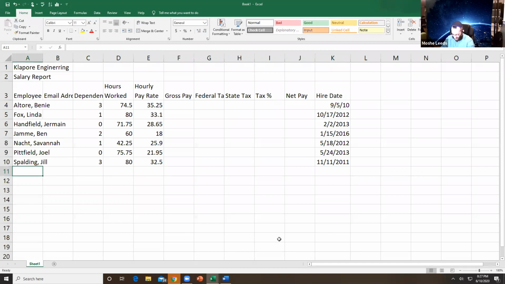Okay, Steve Tillman has 2 dependents. He works 64.50 hours. He gets paid $41.02, and he was hired on 04/29/06. Now, notice again, I'm typing in 04, but it's getting rid of that extra 0.